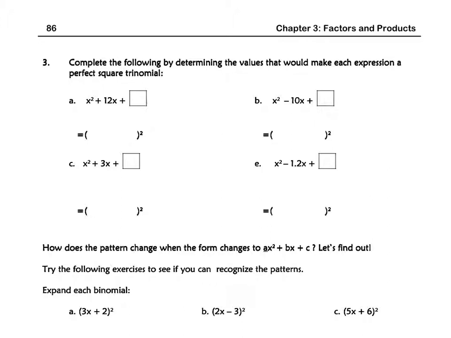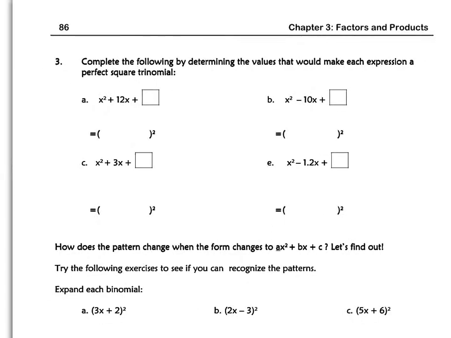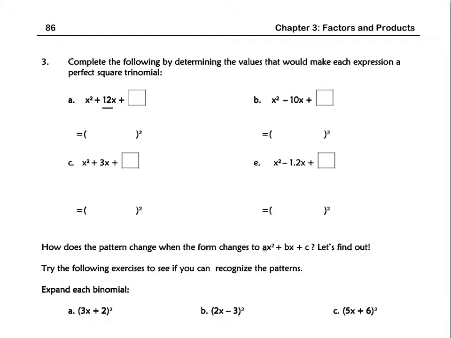Alright, so the next example asks you to see if you can figure out what to do in the box to make it a perfect square trinomial. So we know that if this is 12, then half of that squared should go in here. So half of 12 is 6, and 6 squared is 36. So we know that 36 is what we need in there.